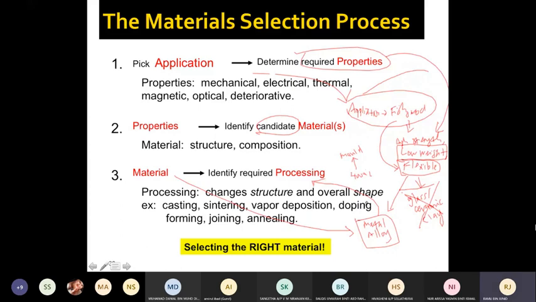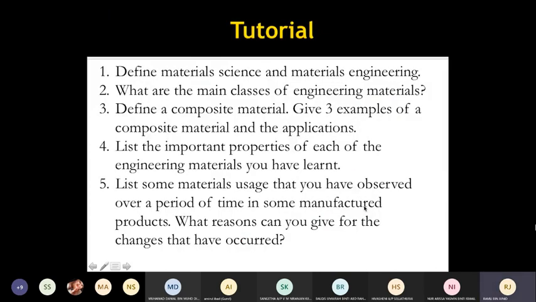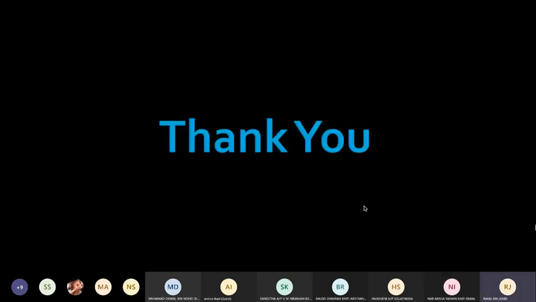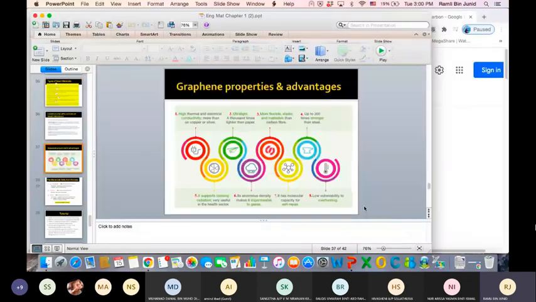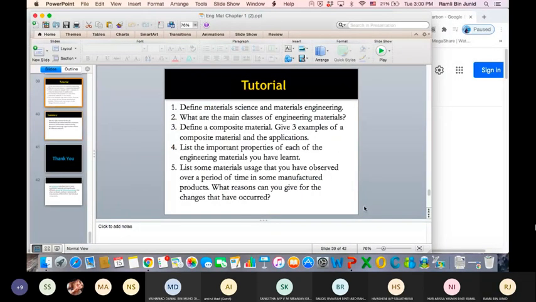That is just an example. This is a tutorial. You can try yourself if you want. Look at it if you like to see it. But normally I don't answer this tutorial in the lecture, because you can just answer yourself: define material science and engineering, what are the main classes of engineering material.